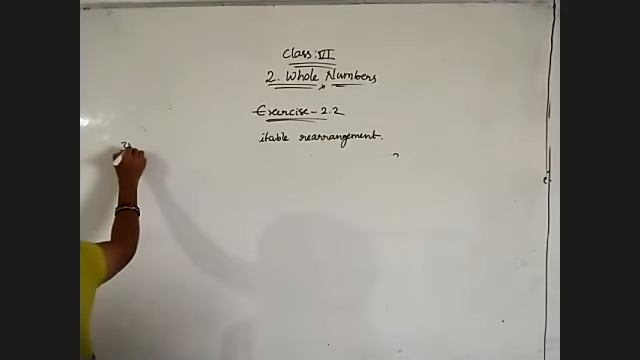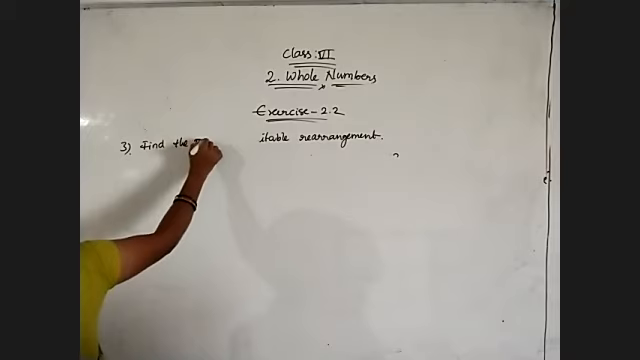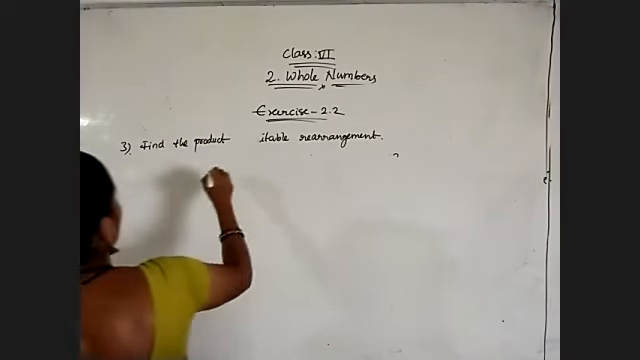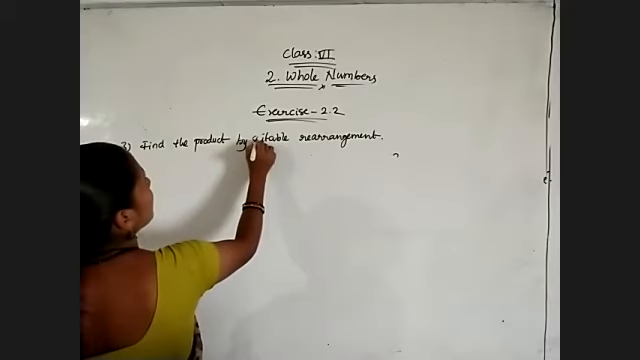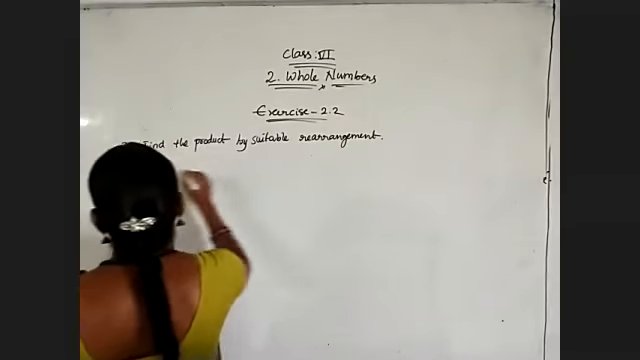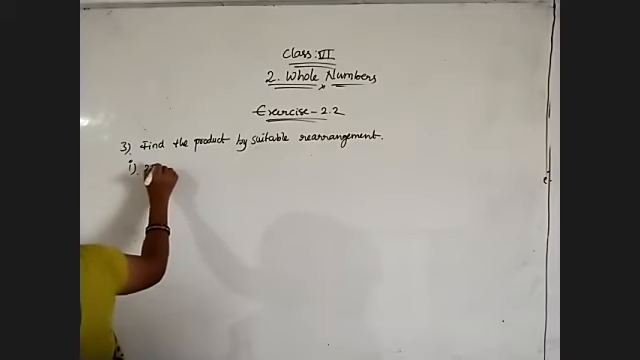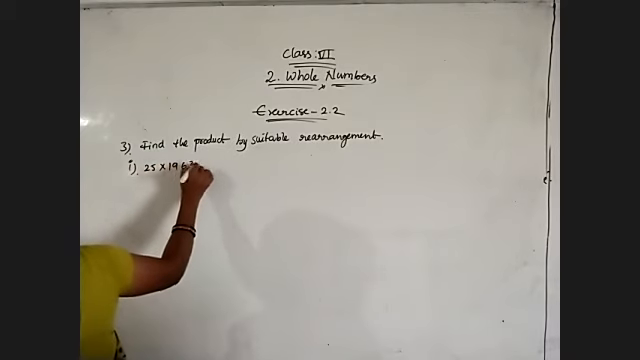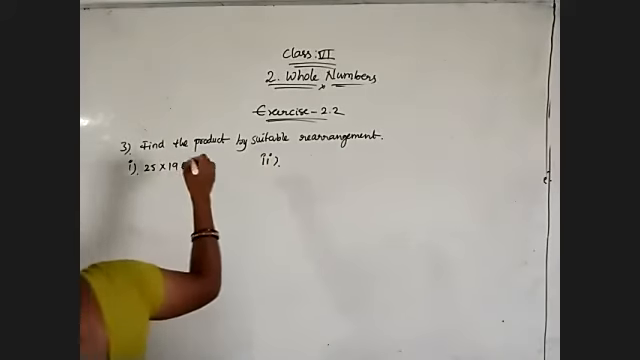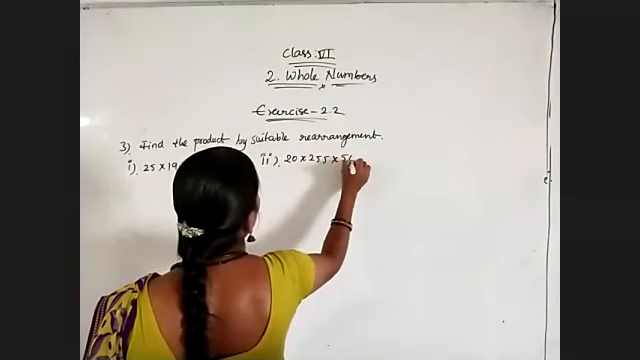Find the product by suitable rearrangement. So my first question is 25 into 196 into 4, and my second question is 20 into 255 into 50 into 6.